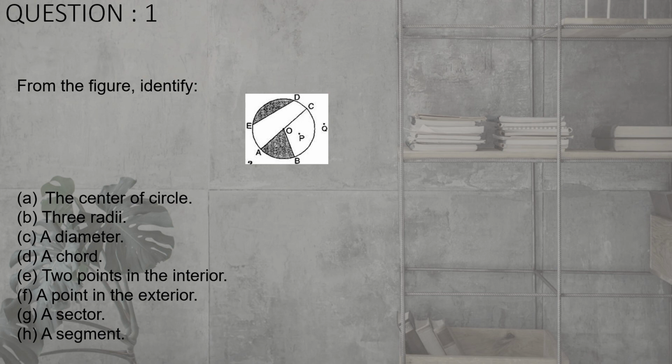A sector. So what is a sector? A sector is a region enclosed by 2 radii and an arc. So this sector is AOB. Okay. And here a segment is ED. ED is an arc also and a chord also and encloses some area. So here the segment is ED. Okay.